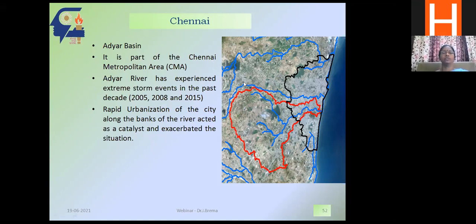You can see here, this red line represents the Adayar river basin, and this is our Chennai Metropolitan Development Authority (CMA) portion.